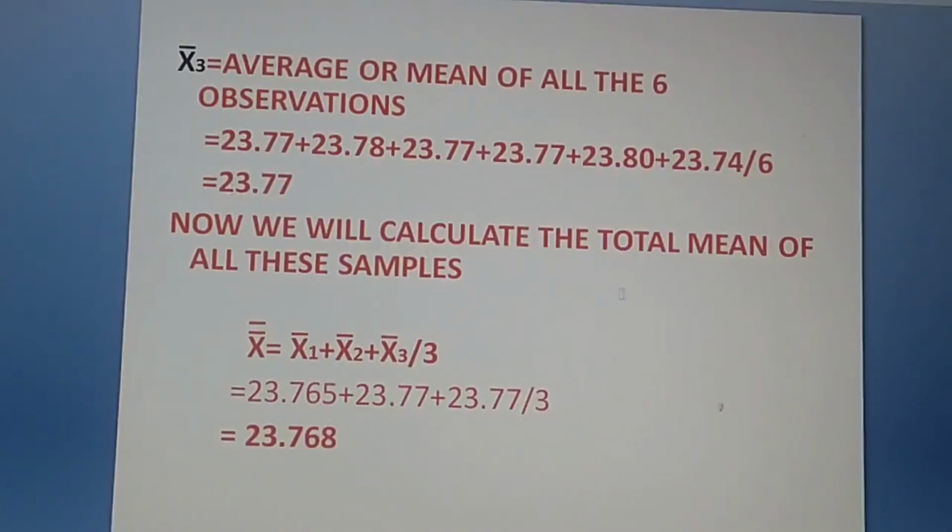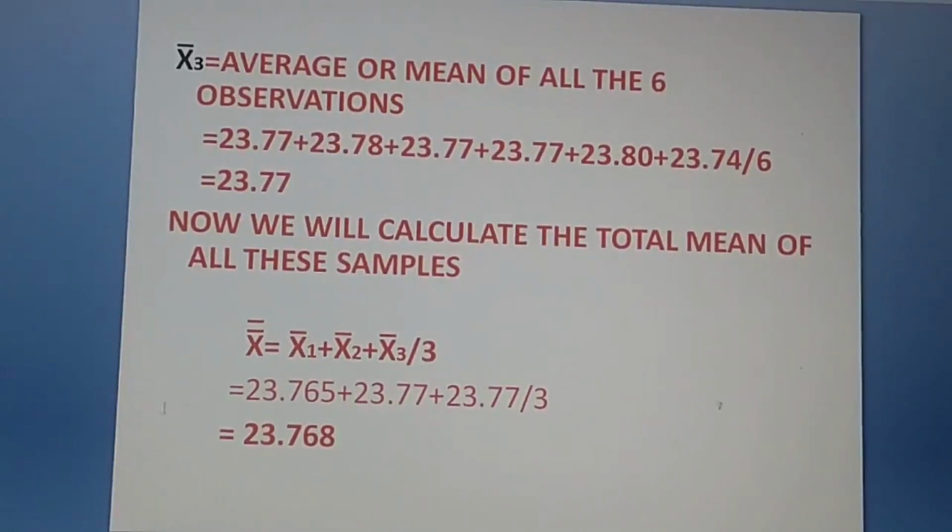So now we will calculate the total mean of all these samples, sample 1, 2 and 3. So the total mean of the samples will be x double bar, that is equal to x1 bar plus x2 bar plus x3 bar divided by 3. So 23.765 plus 23.77 plus 23.77 divided by 3, we are getting a value of 23.768.